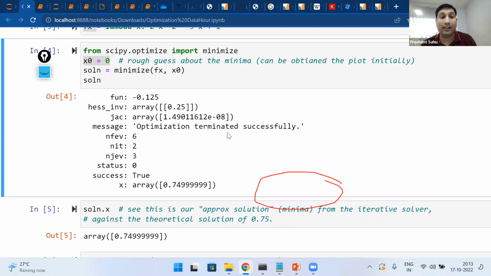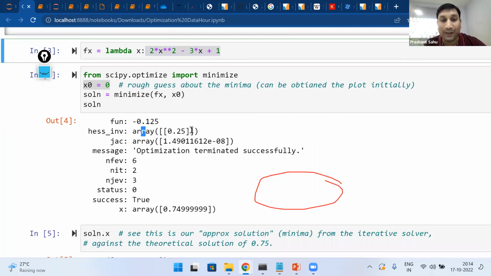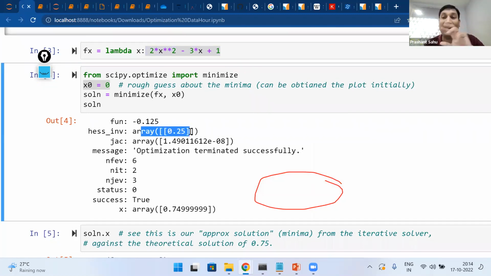So going back to that function, if you double differentiate, what do you get? 4, right? If you double differentiate this function, you'll get 4. What is the first derivative? 4x minus 3. The first derivative is 4x minus 3, so the double derivative is only 4. And what is the inverse of that 4? 0.25. Exactly. And that is positive.